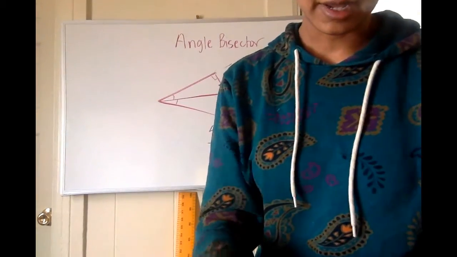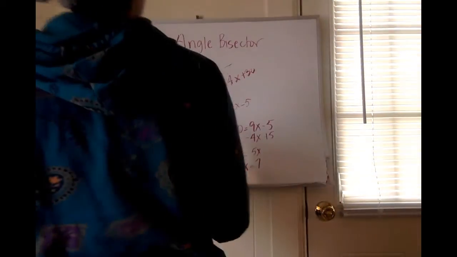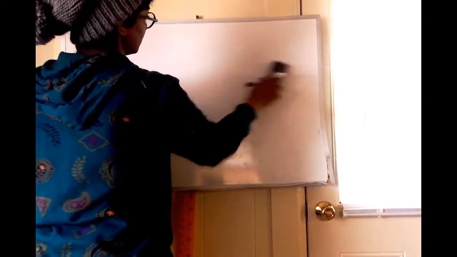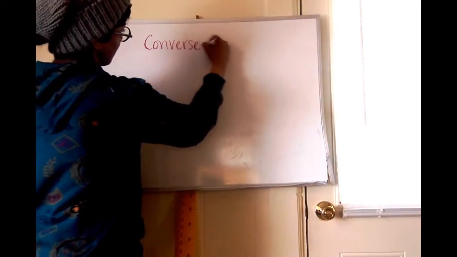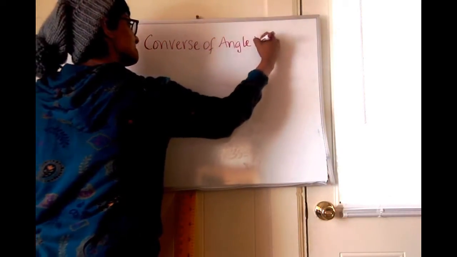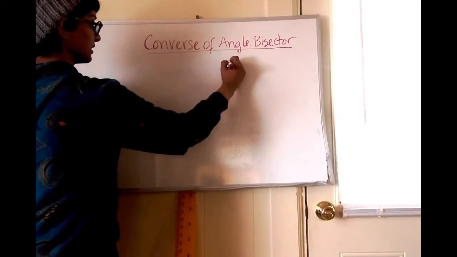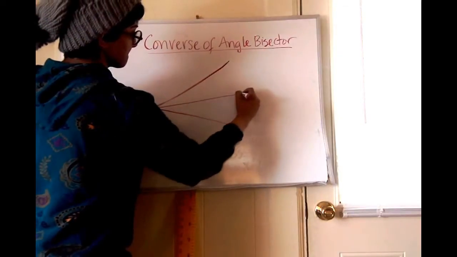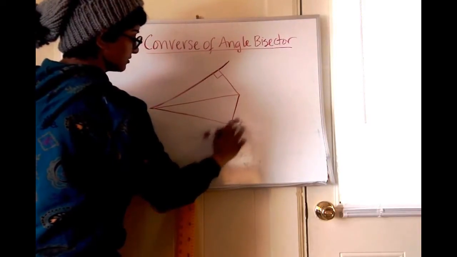Okay, so let's try a converse of the angle bisector theorem. A converse says if I start with points equidistant on a line that cuts an angle, then it is an angle bisector. Okay. So it'll look something like this. Actually, this.